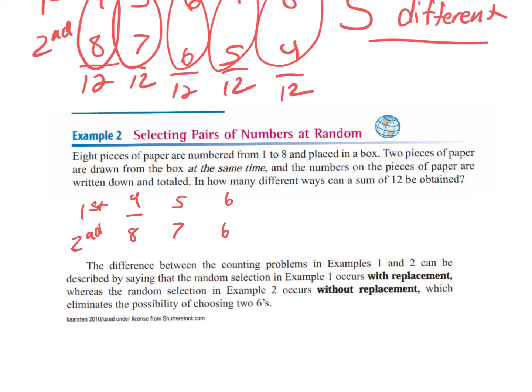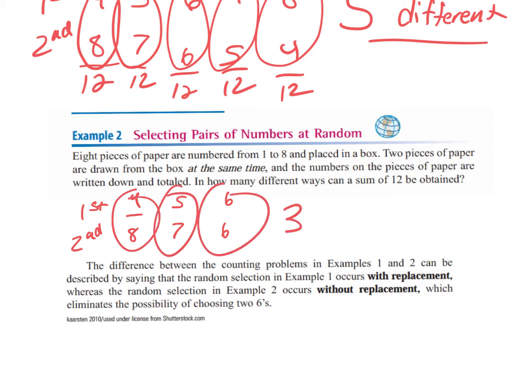If they're drawn at the same time, a 7 and a 5, 4, 5, 6, 7 and a 5. Well, if they're drawn at the same time, a 5 and a 7 and a 7 and a 5 are the same thing, right? Because we're not putting it back. Anything else? No. Okay, so how many this time?